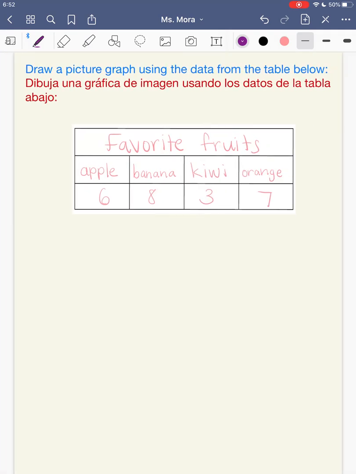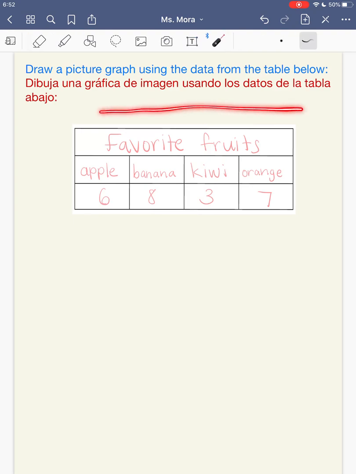So guys, try this one out on your own. Okay? Here is my table. You're going to draw a picture graph using the data from the table. Alrighty, so pause the video and then push play when you're ready.